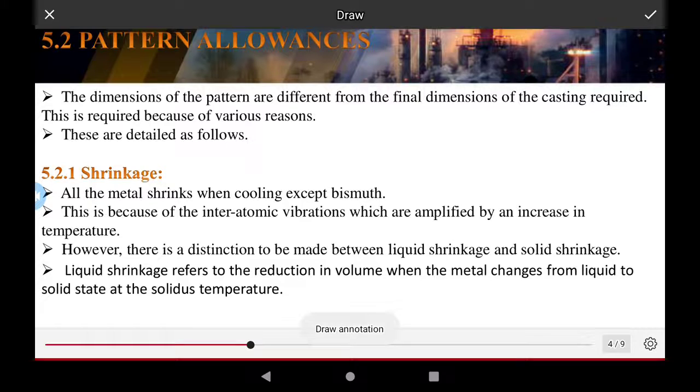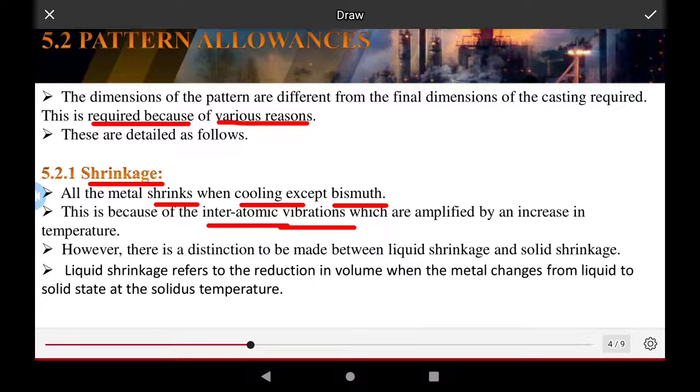Pattern allowances. What are the pattern allowances? The dimensions of the pattern differ from the final dimensions of the casting required because of various reasons. These are detailed for shrinkage. All the metals shrink when cooling except bismuth. This is because of the interatomic vibrations which are amplified by an increase in temperature.